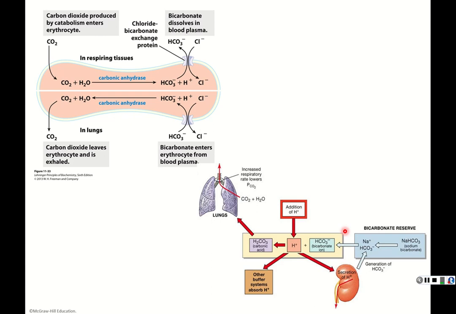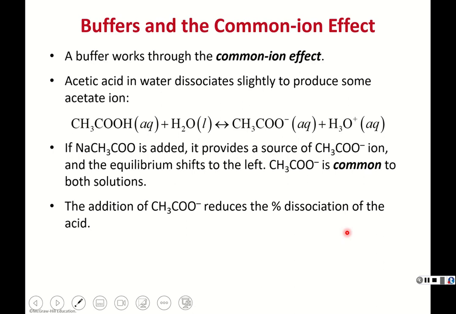So this is the major buffering system inside our bodies. A buffer works through the common ion effect. Acetic acid in water dissociates slightly, as we know, it's a weak acid, to produce some acetate anion. Well, if sodium acetate is added, it provides a source of that acetate ion. And the equilibrium is going to shift then to the left, right?